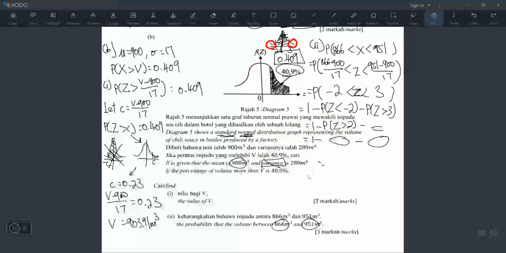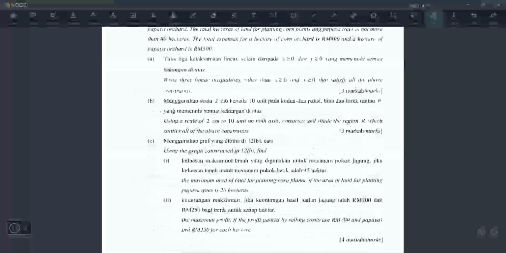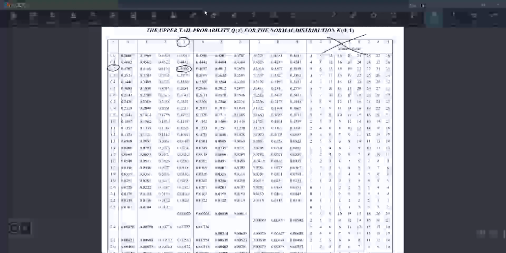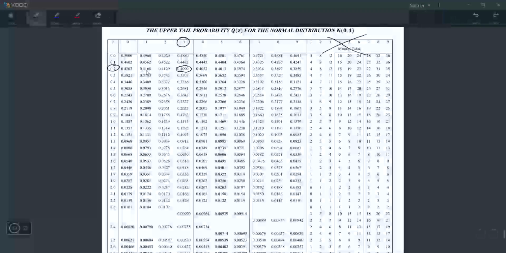So let's go to my jadual. P(Z > 3), P(Z > 2) value. But this one not tengok dalam, tengok luar. This one tengok luar, like macam baca macam biasa sajalah. So just tengok luar terus, cari 2 and 3. So this is 2. Okay, down a bit.